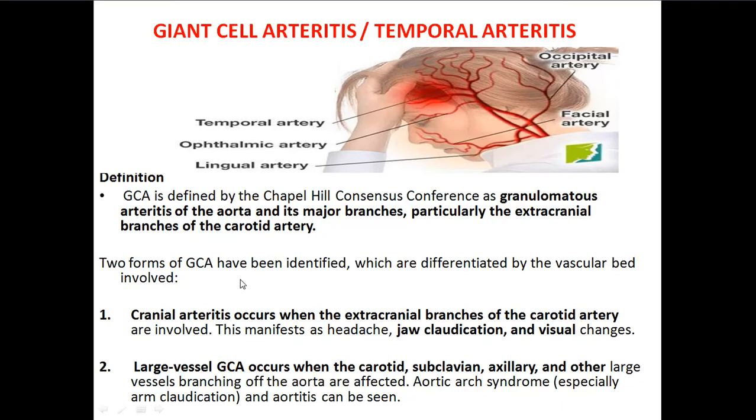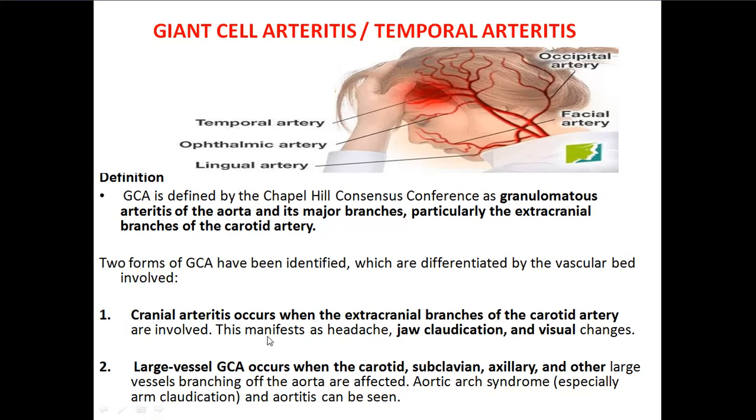You have two forms here in giant cell arteritis. Cranial giant cell arteritis occurs when the extracranial branches of the carotid artery are involved. This manifests as headache, jaw claudication, and visual changes. And large vessel giant cell arteritis occurs when the carotid, the subclavian, the axillary, and the other large vessels of the branches of the aorta are affected. So the aortic arch syndrome, especially arm claudication and aortitis, can be seen.